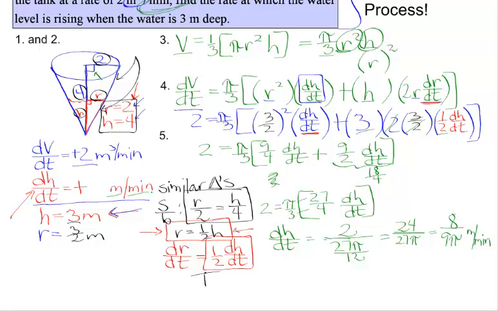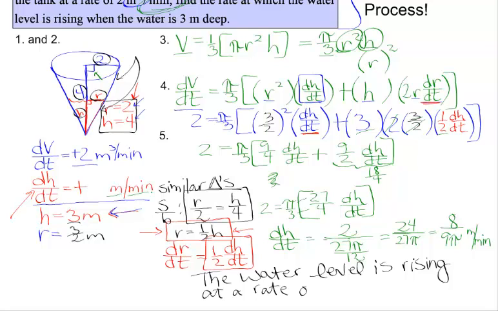So the water level is rising at a rate of 8 over 9 pi meters per minute. And there we go. There is our third related rates example.